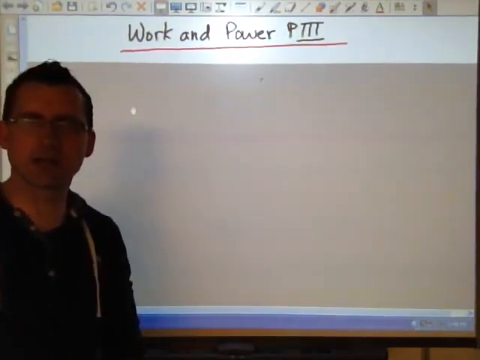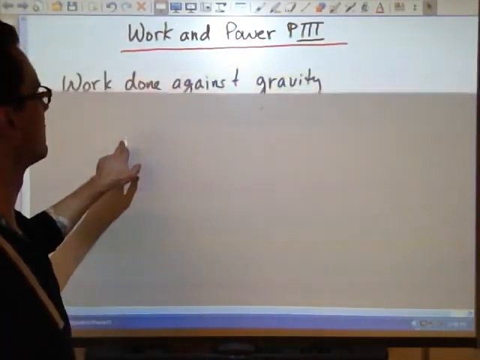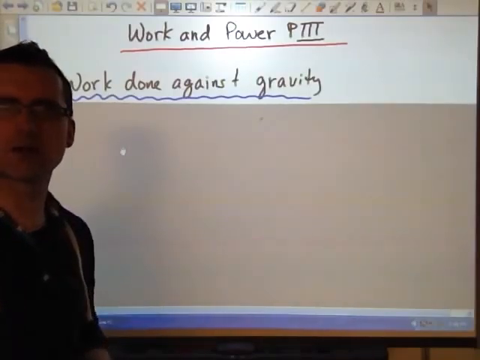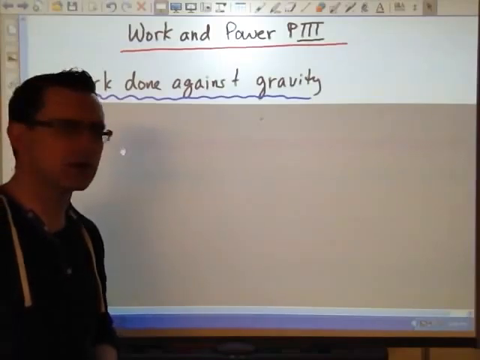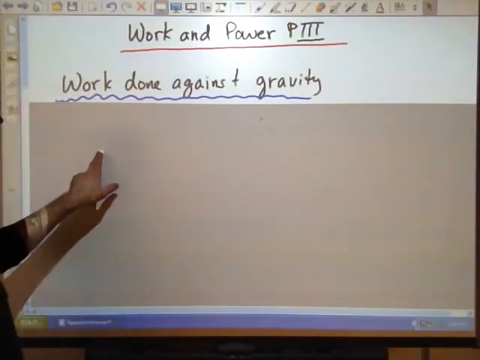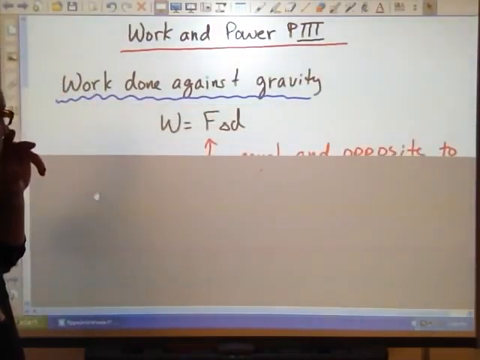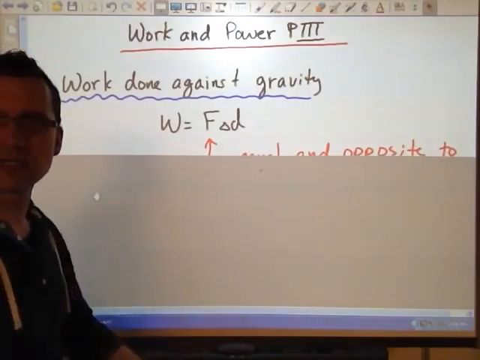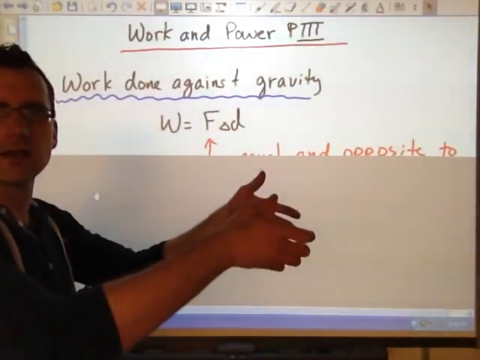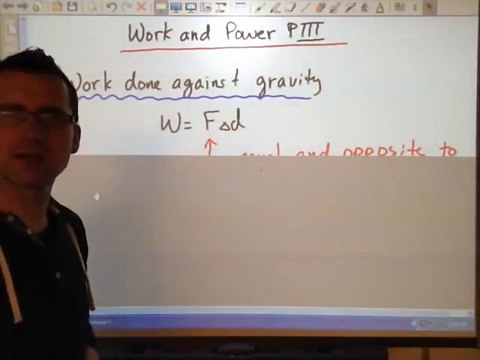Third installment in Work and Power, Part 3. Looking at work done, of course, against gravity. Often we're lifting things up. That's really what work involves, lifting things up against gravity. So if we take a look here, work is equal to force multiplied by displacement. And of course, the force applied is lifting an object up against gravity.